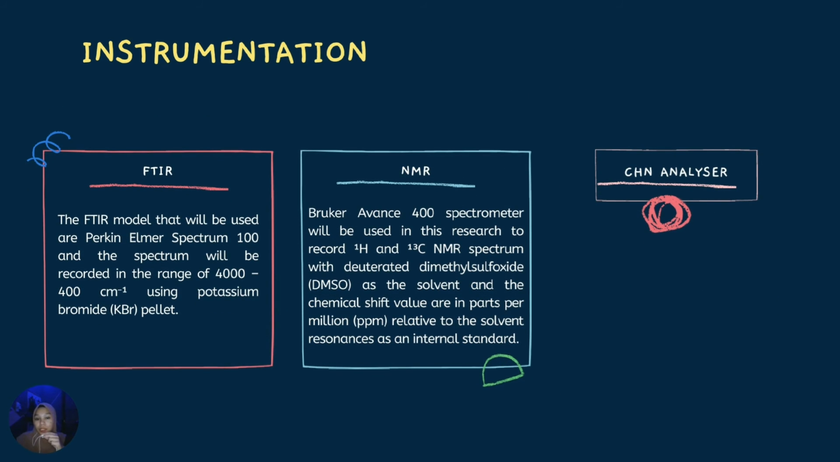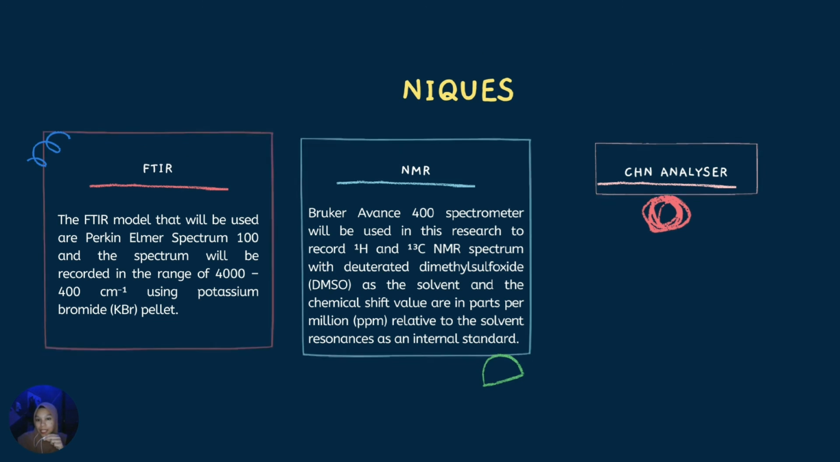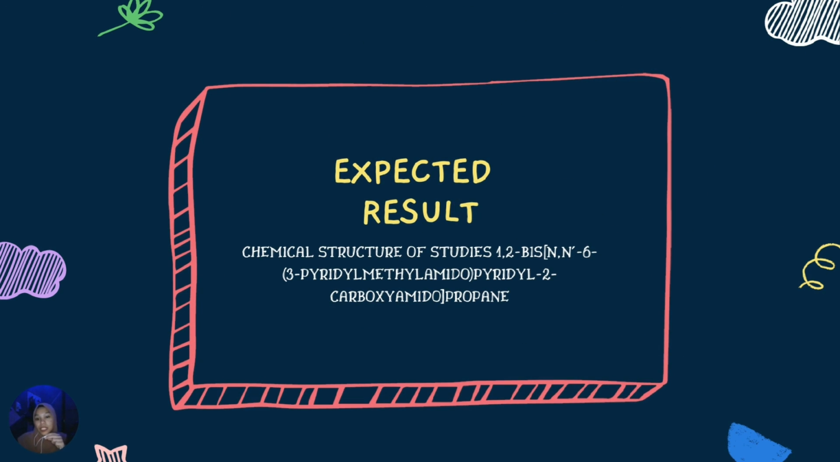Next is instrumentation and characterization techniques. For this method, we will use FTIR, NMR, and CHNS to characterize the flexible amide ligand that has been synthesized.